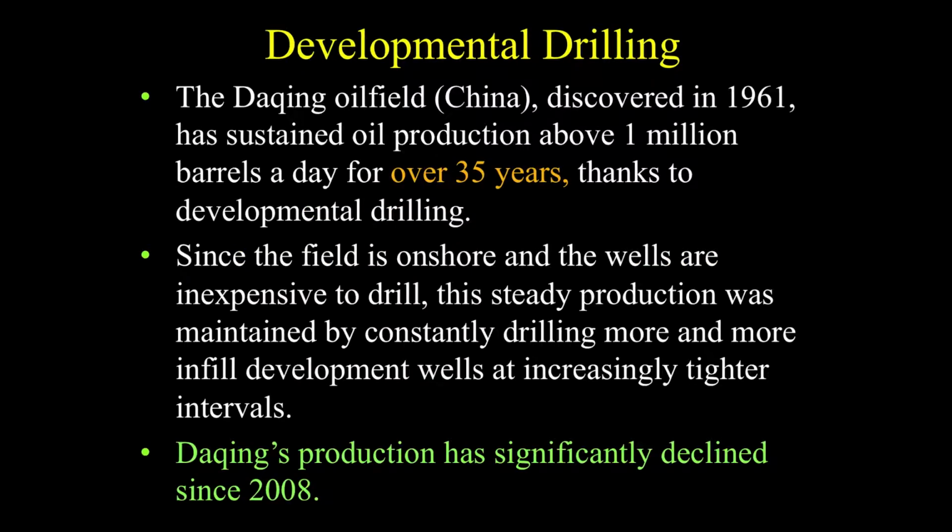The Daqing oil field in China, discovered in 1961, has sustained oil production above 1 million barrels a day for over 35 years, thanks to developmental drilling. Since the field is onshore and the wells are inexpensive to drill, this steady production was maintained by constantly drilling more and more infill development wells at increasingly tighter intervals. Daqing's production has significantly declined since 2008.